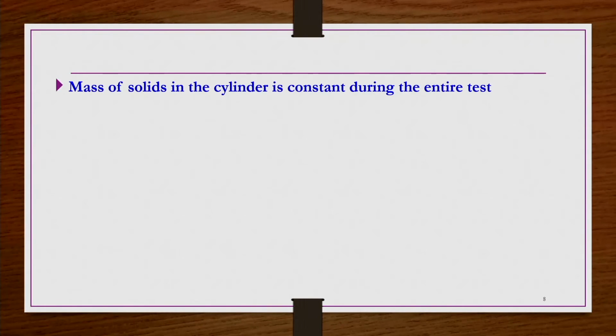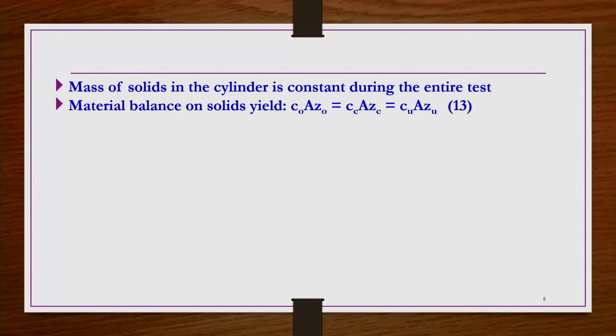Then the mass of the solids in the cylinder is constant during the entire test, obviously because there is no mass loss. Okay. Material balance on solids, if you do it at different times: C0 A Z0 is equal to Cc A Zc is equal to Cu A Zu, like that you get it. Because the total mass of solids is the same in the cylinder.